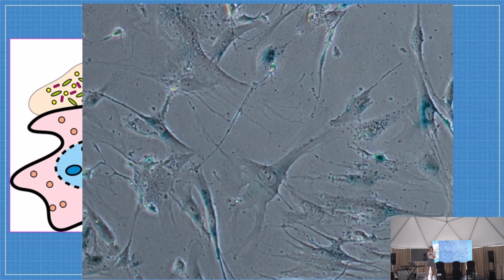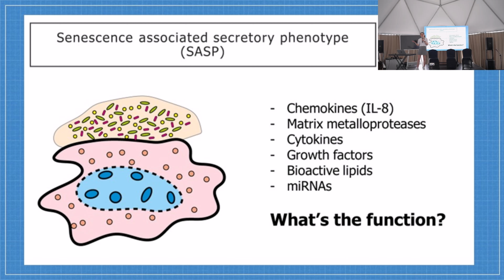I've just tried to explain why a cell would enter this irreversible cell cycle arrest, as in it's a protective thing for the cell to do to prevent it from becoming tumorigenic. But what about this secretory phenotype? What are cells actually doing? What are they secreting into the surrounding environment, and what is the impact of that?